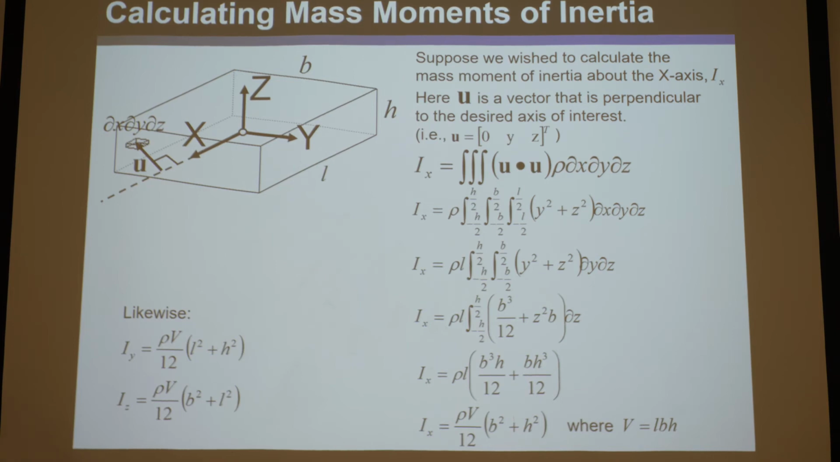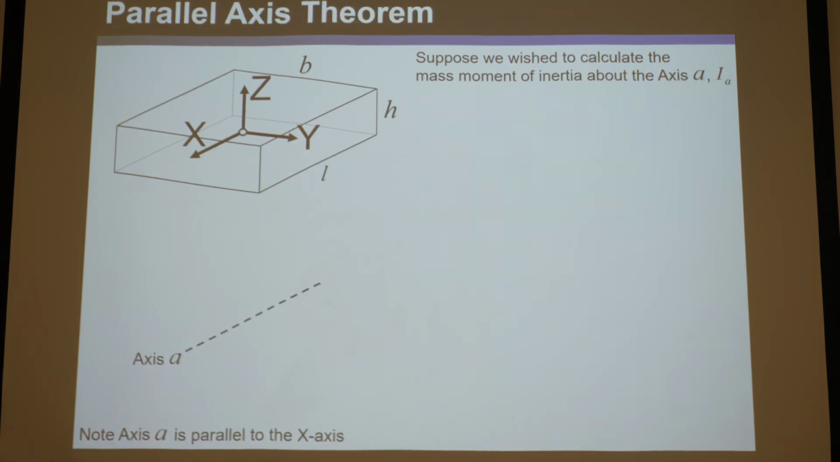All right, and so now let's take an axis A, and let's say, what if we want to find the mass moment of inertia that doesn't go through the center of mass, that's not collinear with one of these nice principal axis directions? What if we want to find some off-axis moment, like about an axis A, which is parallel to the x-axis, but obviously does not go through the center of mass? Well, then you use the parallel axis theorem.